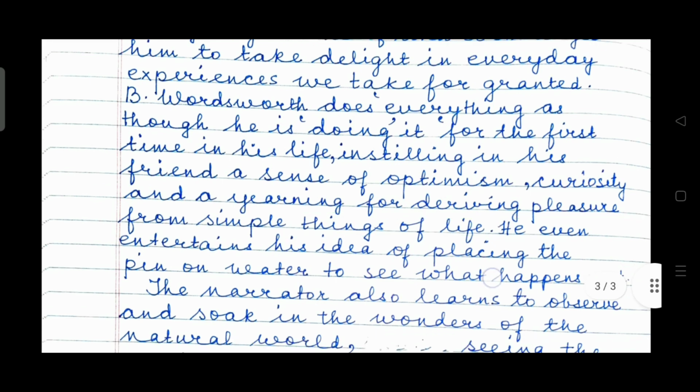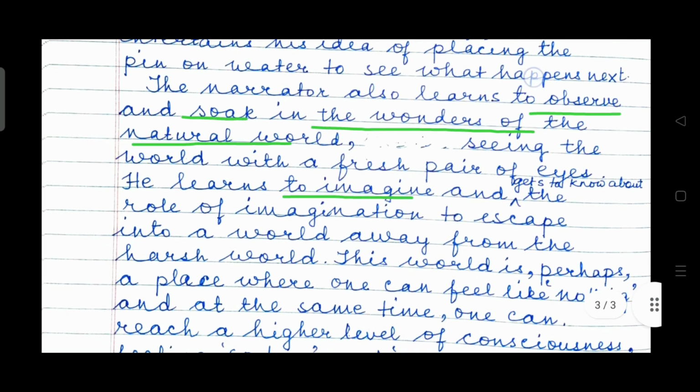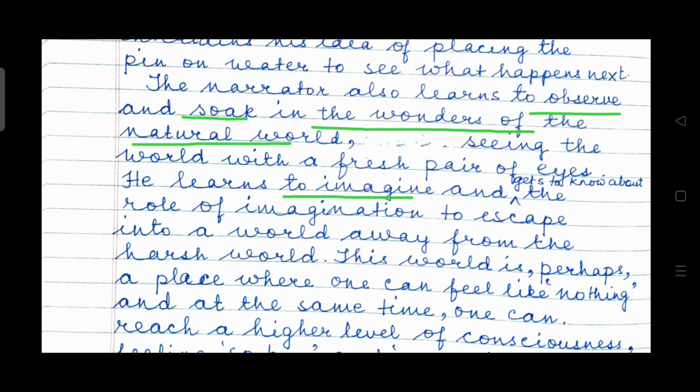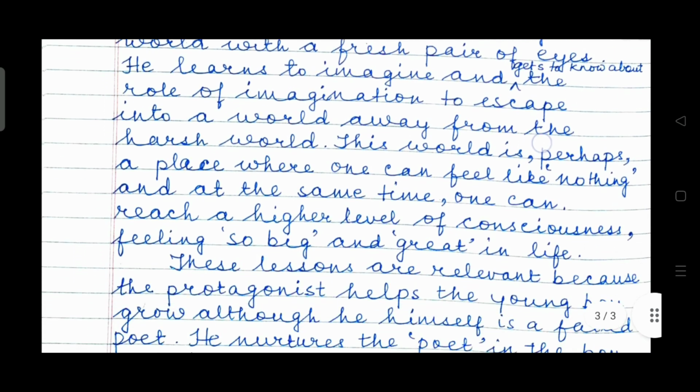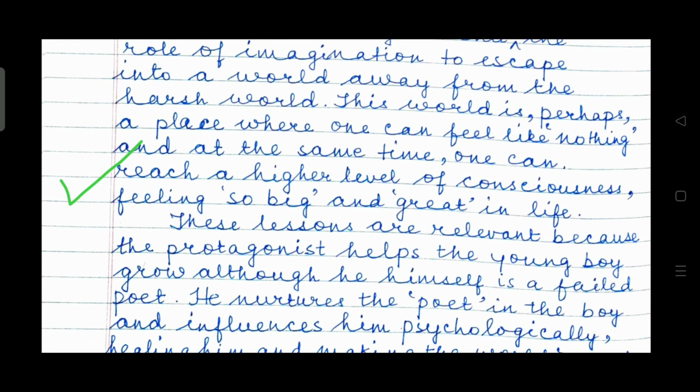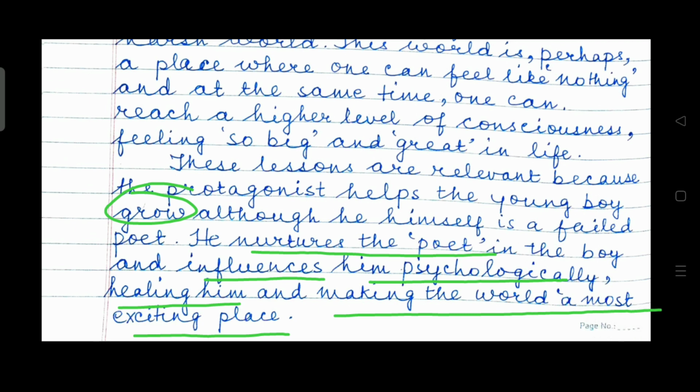The narrator also learns to observe and soak in the wonders of the natural world, seeing the world with a fresh pair of eyes. He learns to imagine and gets to know about the role of imagination to escape into a world away from the harsh world. This world is perhaps a place where one can feel like nothing, and at the same time, one can reach a higher level of consciousness, feeling so big and great in life. These lessons are relevant because the protagonist helps the young boy grow. Although he himself is a failed poet, he nurtures the poet in the boy and influences him psychologically, healing him and making the world a most exciting place.